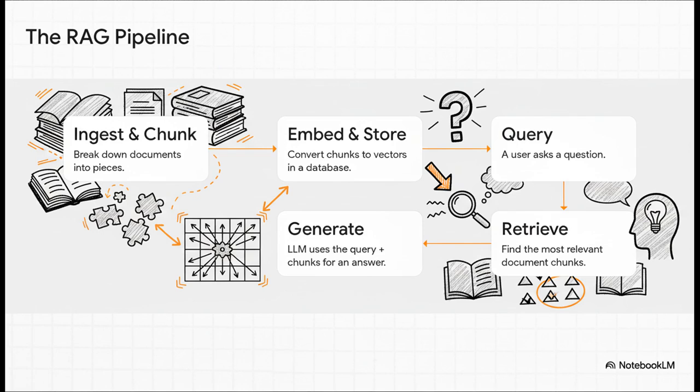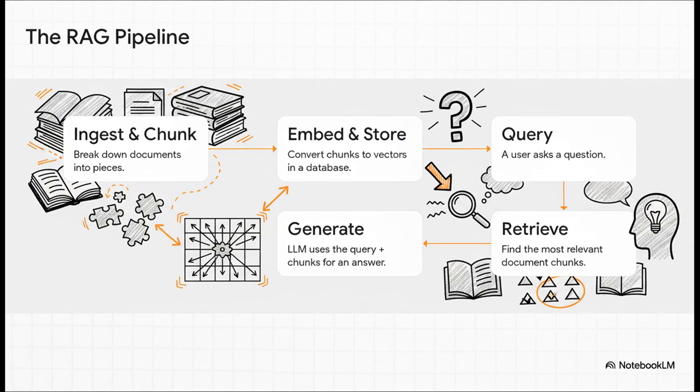Well, it's a pretty cool pipeline. First, you take your whole library of documents, and you chop it up into smaller, digestible chunks. Step 2, you convert each of those chunks into a special number code. It's called a vector, and you store them all. Then you ask a question. This is where the magic happens. The system instantly finds the stored chunks that are the most mathematically similar to your question.